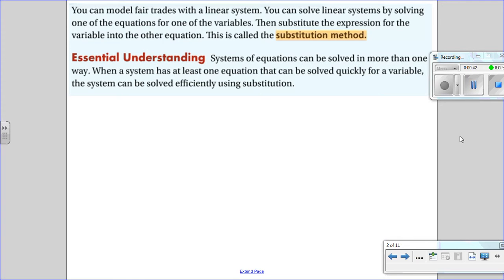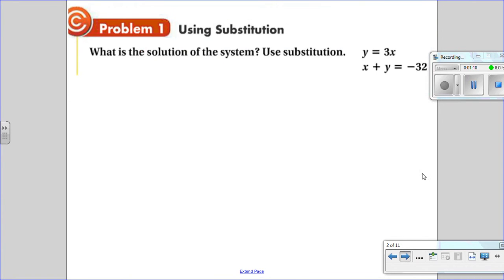You don't necessarily have to write this down, but basically this is a way to solve linear systems. What we're doing is solving for one of the variables, and then we use substitution to put it in the other equation. We will show you how that works right now.